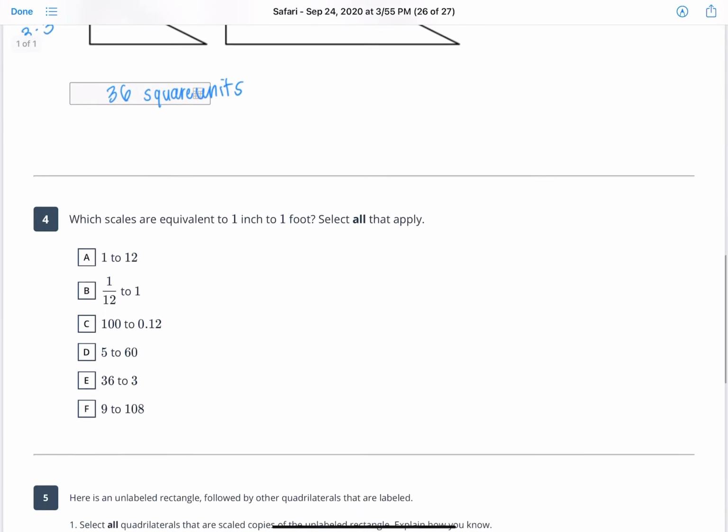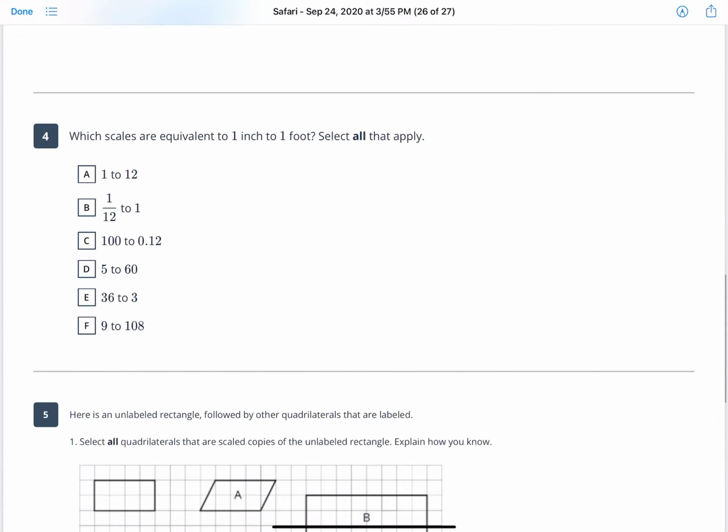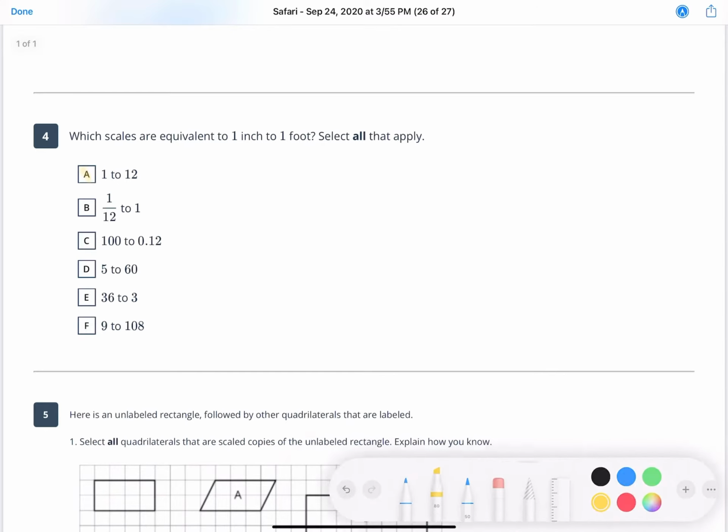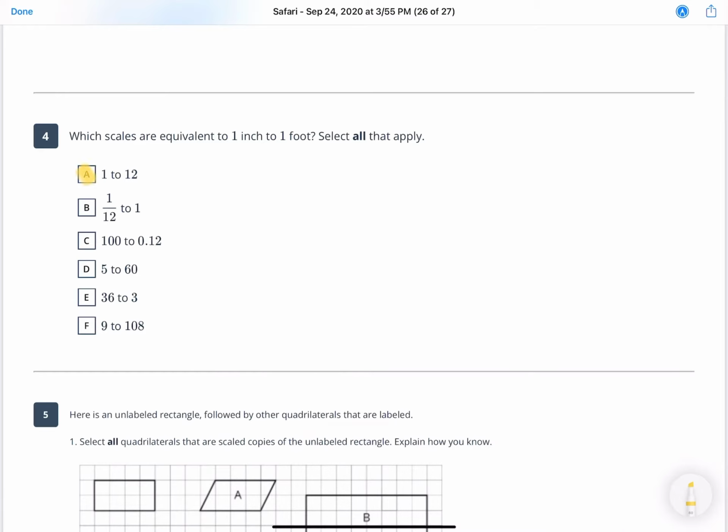Now moving on to question 4, which is about conversions. It says, which scales are equivalent to 1 inch to 1 foot? Select all that apply. Okay, so the first one I'm definitely going to select is the first one, 1 to 12, because that emphasizes 1 inch to 12 inches.